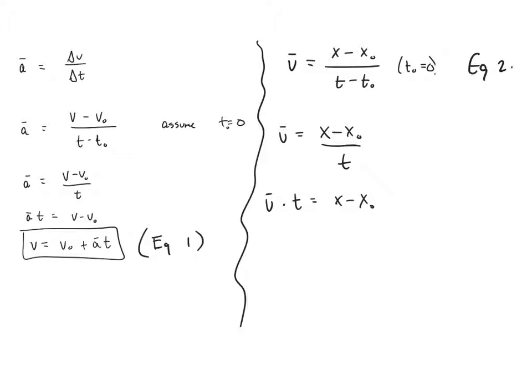For equation 1, would that be equal to v bar or just v? No, just v. This is not the average velocity formula. This is the average velocity formula here. This is the velocity at a given moment equals the initial velocity plus the average acceleration times time.